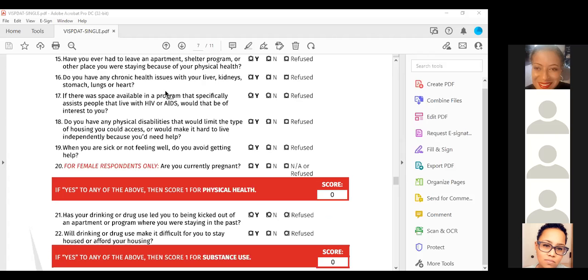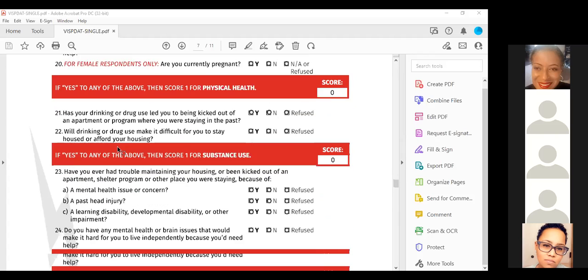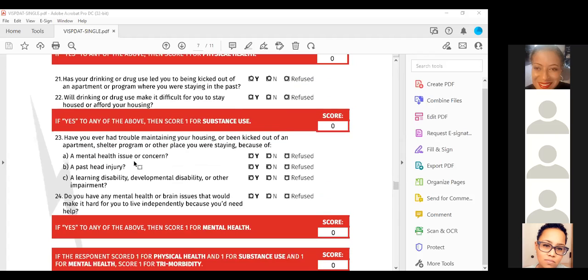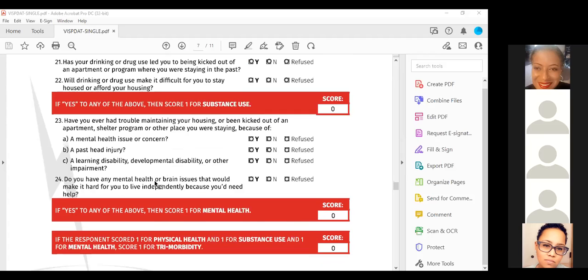And then again, down at 23, have you ever had trouble maintaining your housing or been kicked out of an apartment, shelter, or program place you were staying because of a mental health issue or concern, a past head injury, a learning disability, developmental disability, or other cognitive impairment? Do you have any mental health or brain issues that would make it hard for you to live independently because you need help? That's usually a harder section for clients to answer, and you have to get more information in some capacity. And I'm sure Emily can speak on this as well.